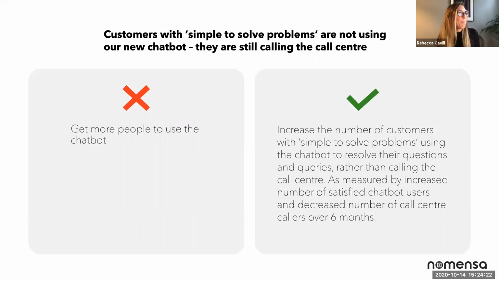Okay, so a better definition for our target behaviour is: increase the number of customers with simple to solve problems using the chatbot to resolve their questions and queries, rather than calling the call center. That's who our customers are and what we want them to do. You can see already that framing it this way and being much more specific will really help us when we're thinking about our research approach, the questions we're going to ask people, and what we want to find out. It will also help us in establishing how we're going to measure the effectiveness of our behaviour change intervention.